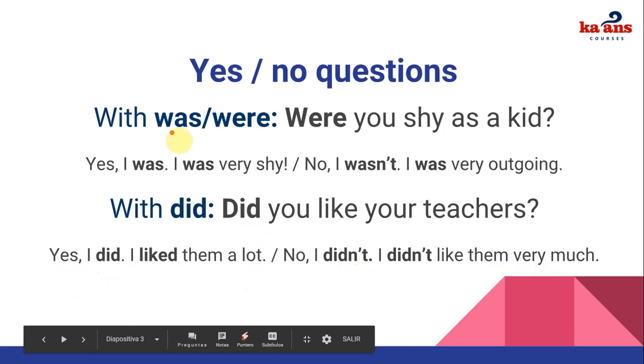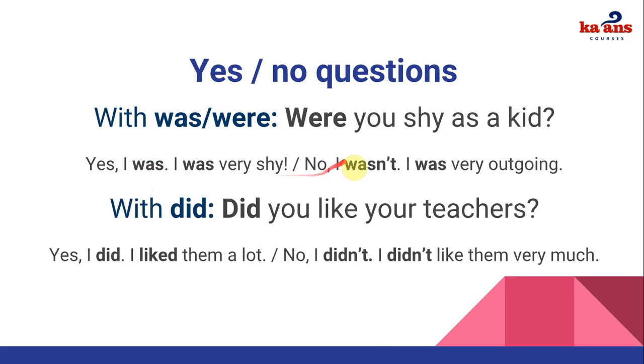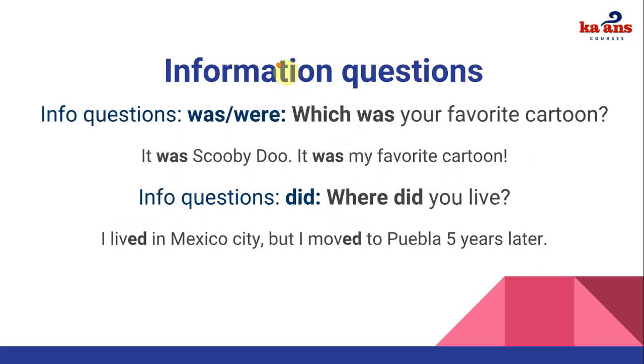Again, you only have two possibilities. And remember to take into consideration the use of was and were, and the use of the auxiliary did for other actions like like. Okay, so let's continue with the next section, which is information questions.